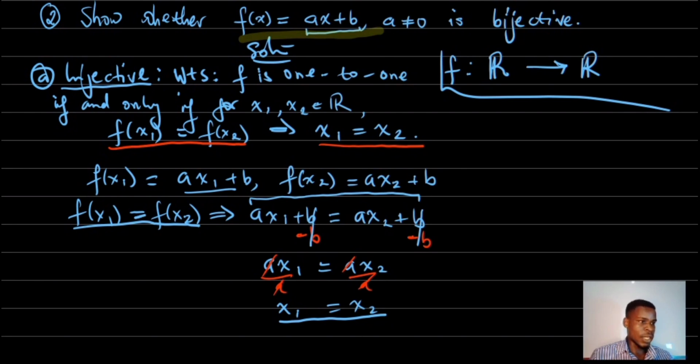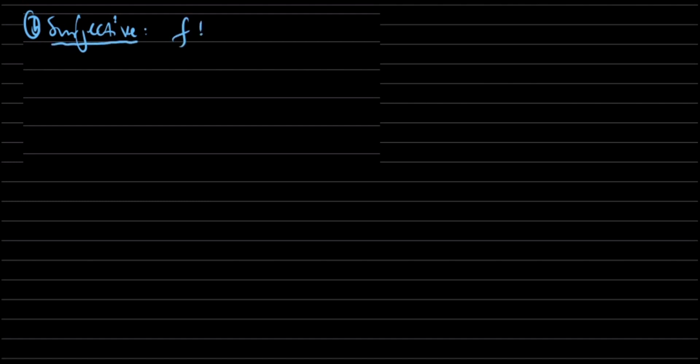So let's do that right here. For surjective, that's the b part. So you want to show whether f is surjective. Remember that every linear function is defined on the set of real numbers, and the result will also be in the set of real numbers. That is, the domain is the real numbers, and the codomain is the set of real numbers as well.